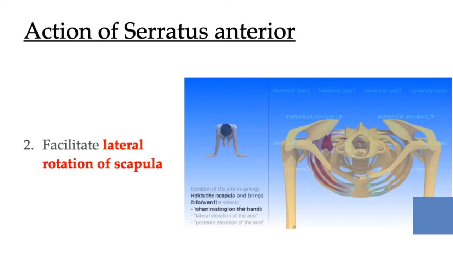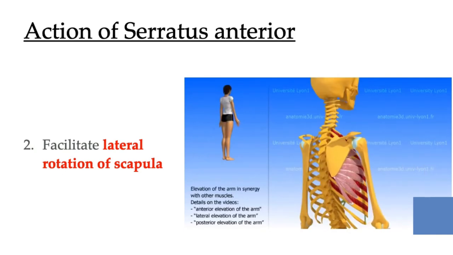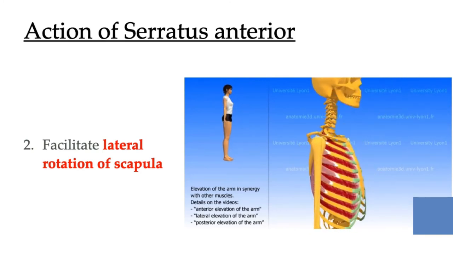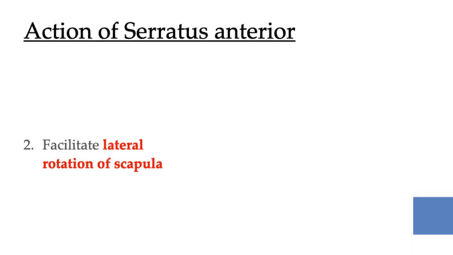Whenever abduction at the shoulder joint is performed, this movement is accompanied by lateral rotation of the scapula. You can better understand this by seeing the video clip on the right. You can see the abduction at the shoulder joint is occurring, and simultaneously the inferior angle of scapula is moving laterally and the glenoid cavity is facing upward. This is lateral rotation of scapula performed by the lower 4 to 5 digitations of serratus anterior, which insert over the inferior angle of scapula.